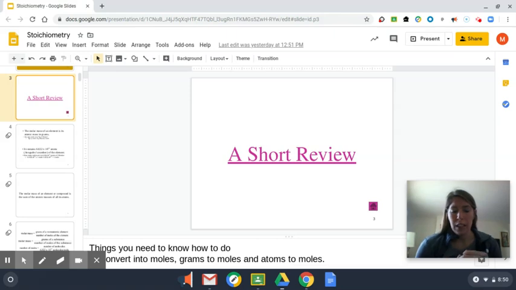The closest thing that I can liken stoichiometry to is recipes. If you were going to be making chocolate chip cookies, that's great. Everybody should make chocolate chip cookies. They're delicious. It's the only thing that's keeping me sane during this quarantine thing.